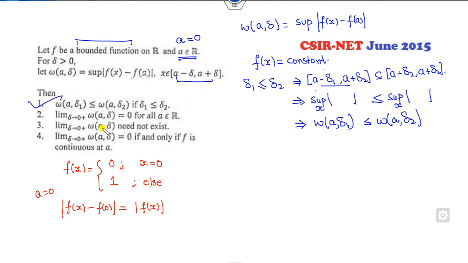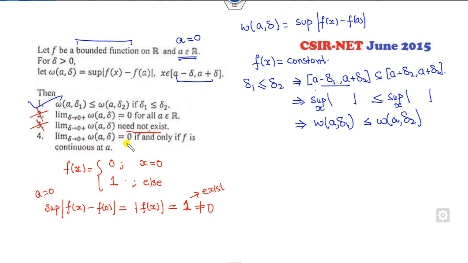Now what is the supremum? What is the omega? It's a supremum. So you have to find the supremum of this f(x) when delta is positive. The supremum of f(x) is 1, which is not 0, but the option said 0. This option is cancelled. Look at the third option. It says need not exist, but this is again a counterexample. The limit does exist, but the option said need not exist.